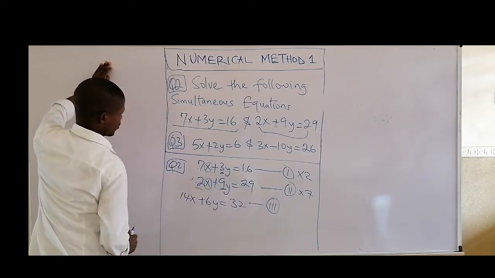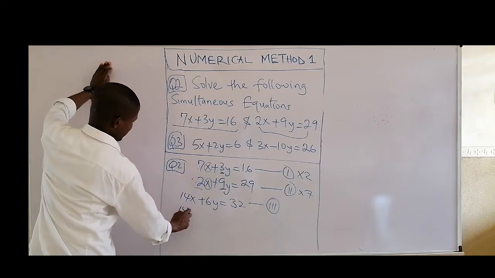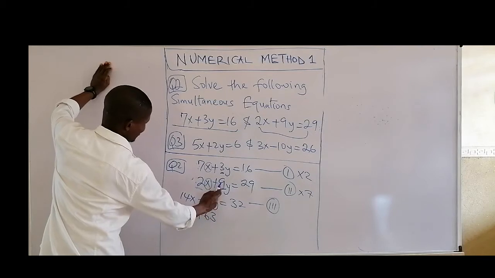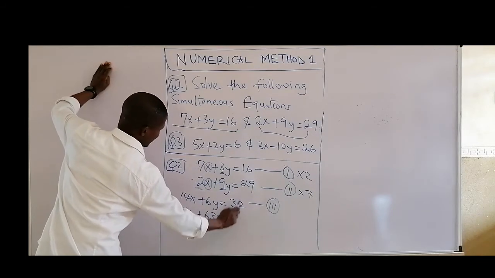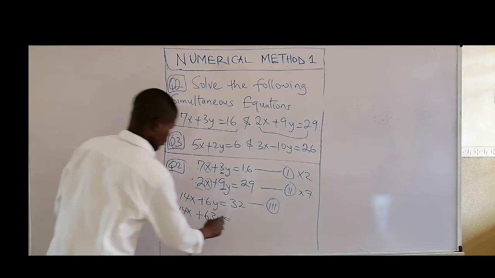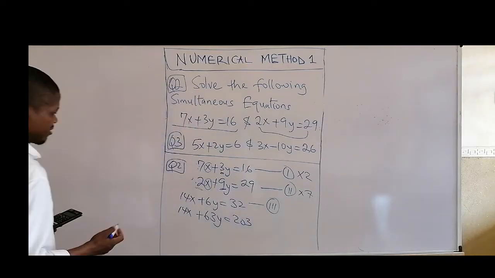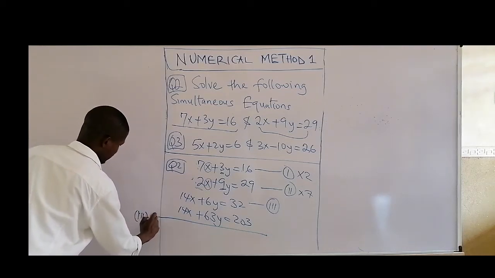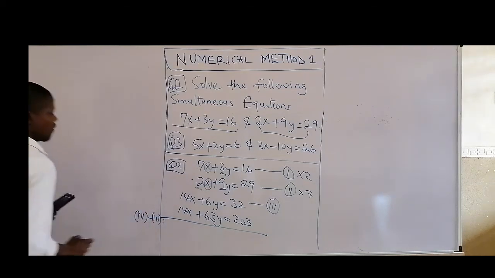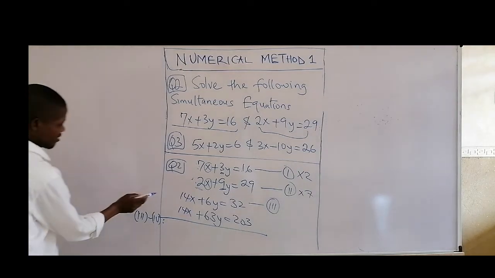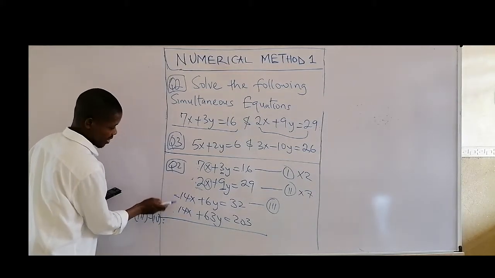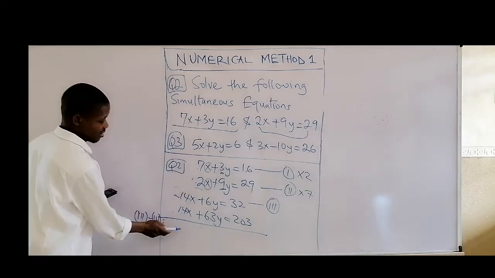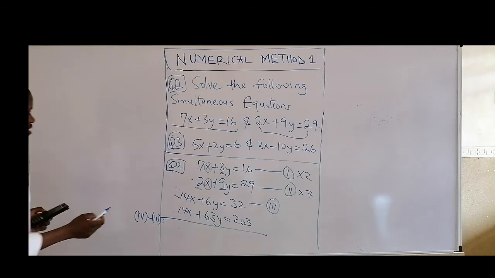Then the second equation times 7: that's 14x also, 9 times 7 is 63y, and 29 times 7 is 203. After that, you can subtract: equation 3 minus 4, or you can say 4 minus 3. When you subtract, the x value will cancel out. 14 minus 14 is 0.